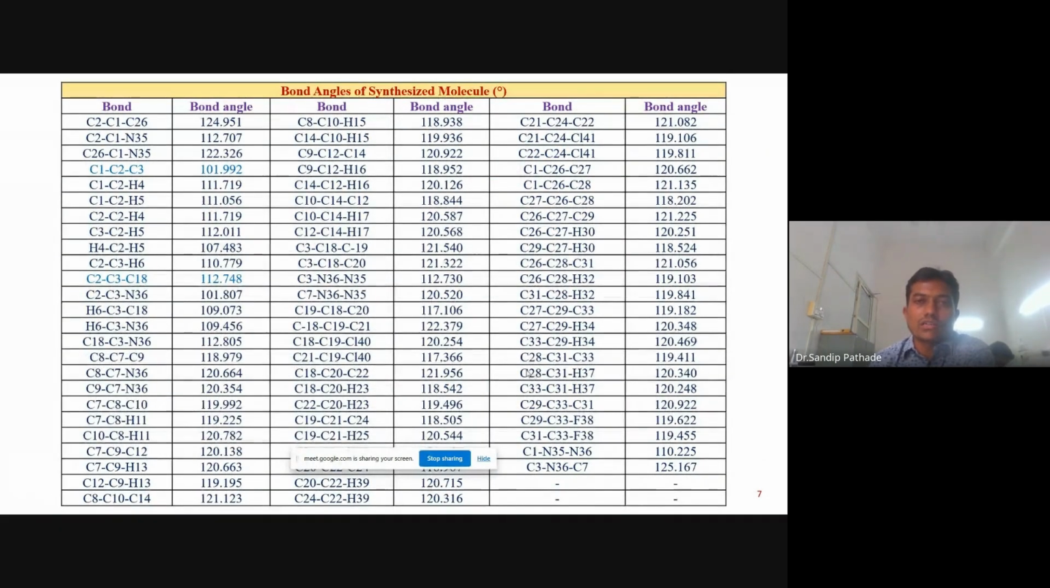This is the bond angles of our synthesized molecule. These bond angles also match the normal values, where the sp3 hybridized carbon has the normal bond angle, that is 109.5 degree, while the sp2 hybridized carbon atom has the bond angle of about 120 degree.